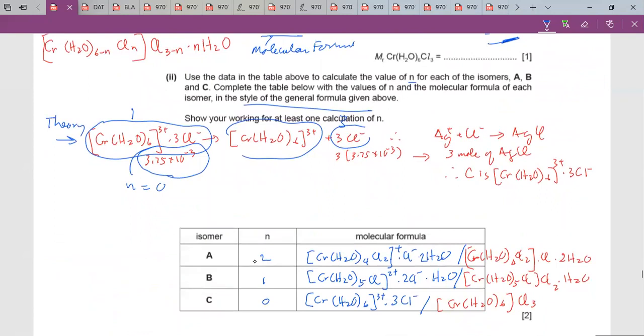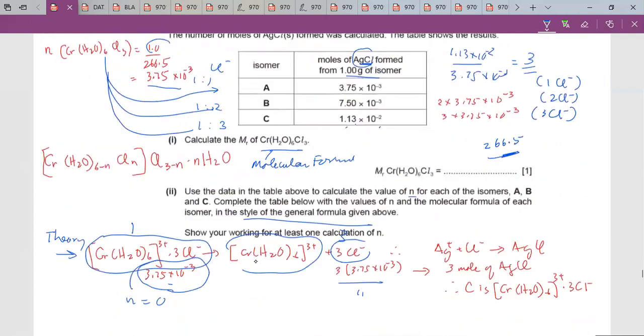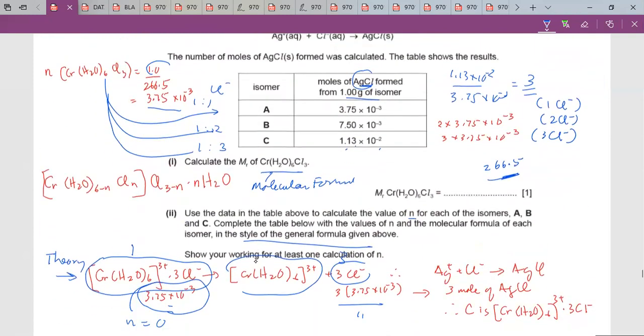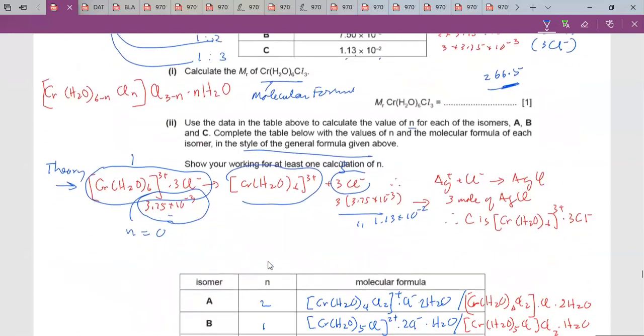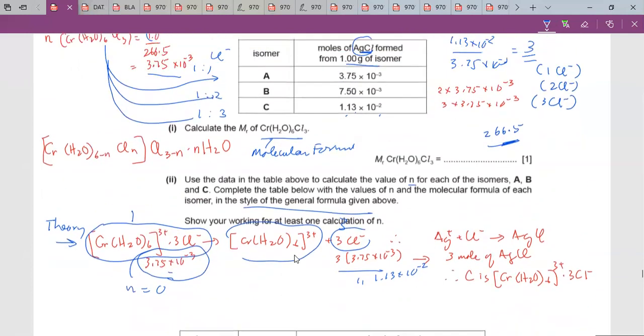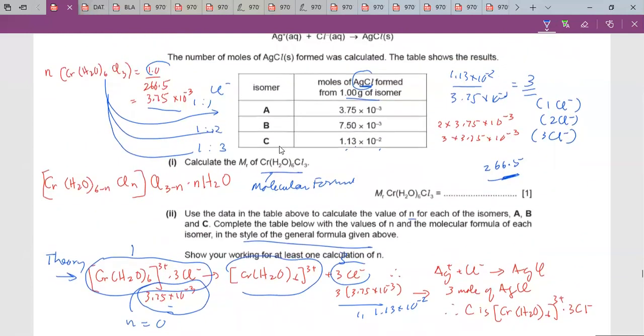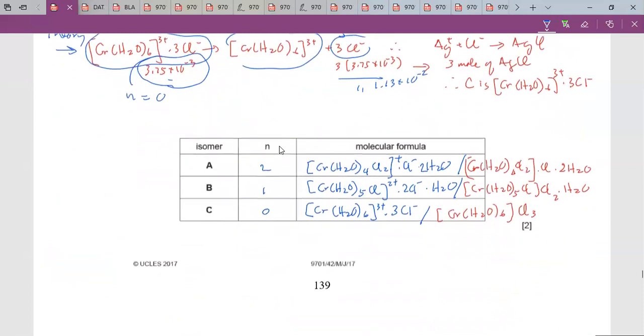So 3.75 times 10 to the power minus 3 moles gives you this one here, which is actually equal to 1.13 times 10 to the power minus 2. Which means that the first one, of course, C here, is when n equals 0, isn't it? So C, n equals 0.